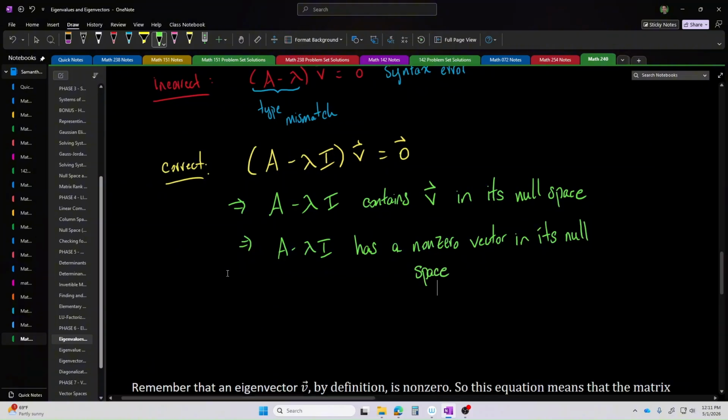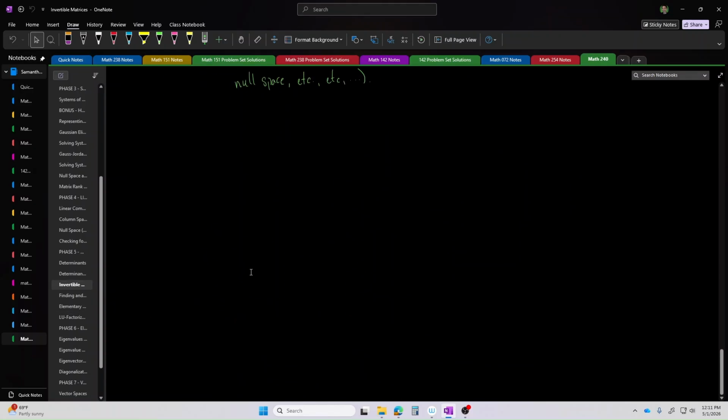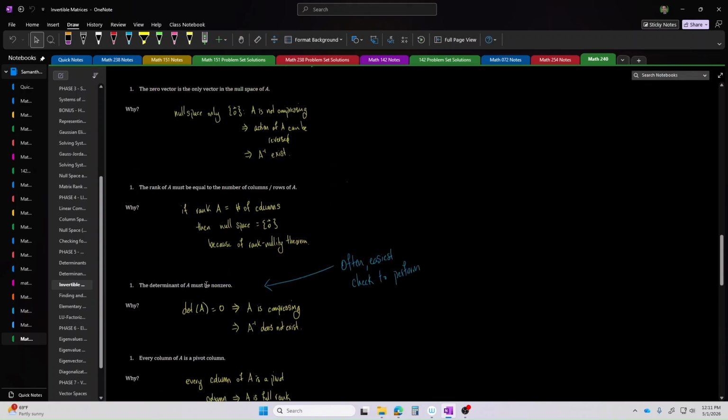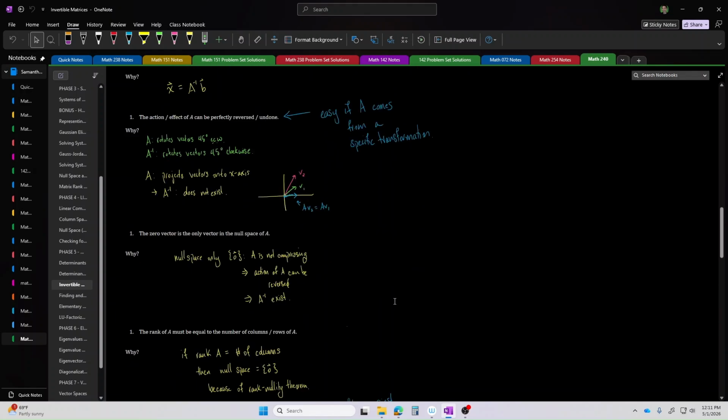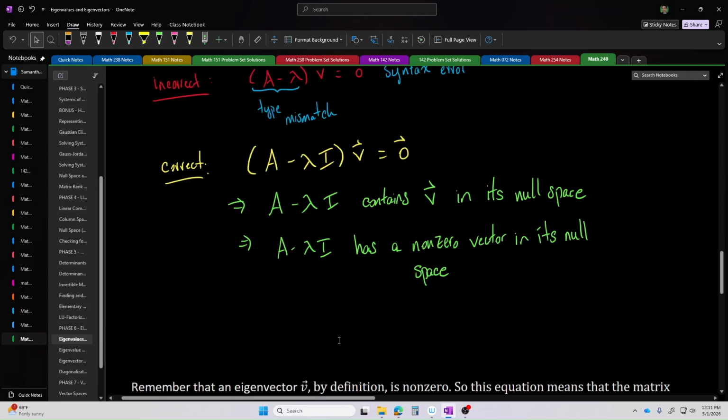And that brings us back to some of the results that we got when we studied invertible matrices and the invertible matrix theorem in the previous chapter. When we studied invertible matrices, we saw that an invertible matrix was only allowed to have a trivial null space. An invertible matrix was only allowed to have 0 in the null space. And so because our matrix has a non-zero vector in its null space, our matrix A minus lambda I must be singular.